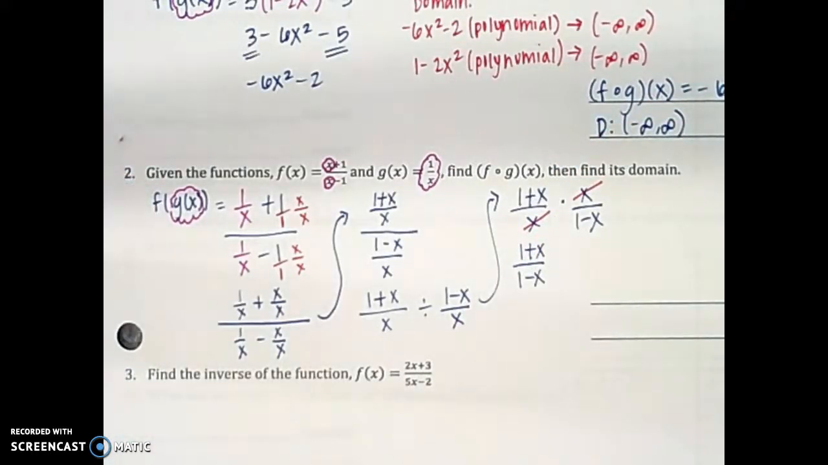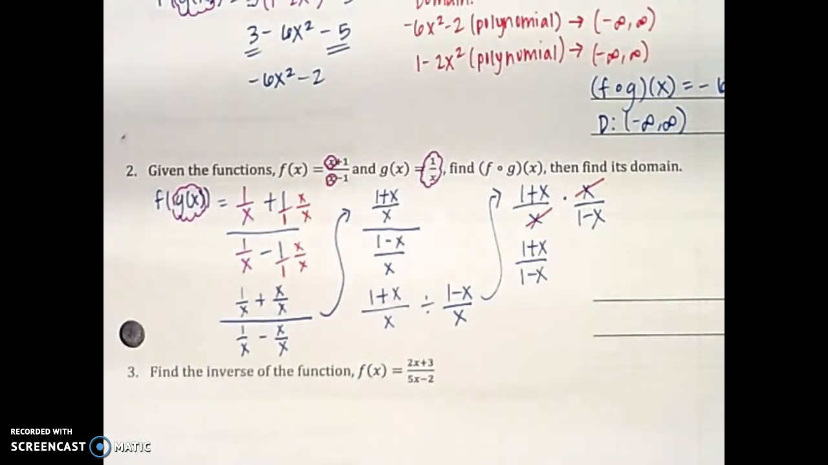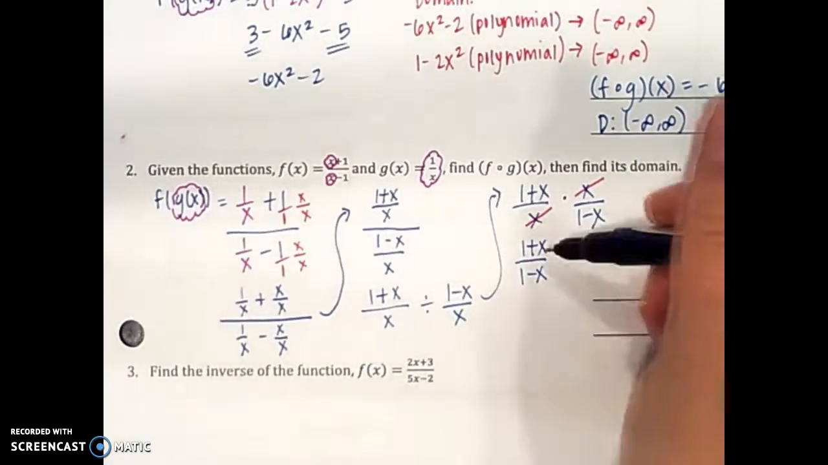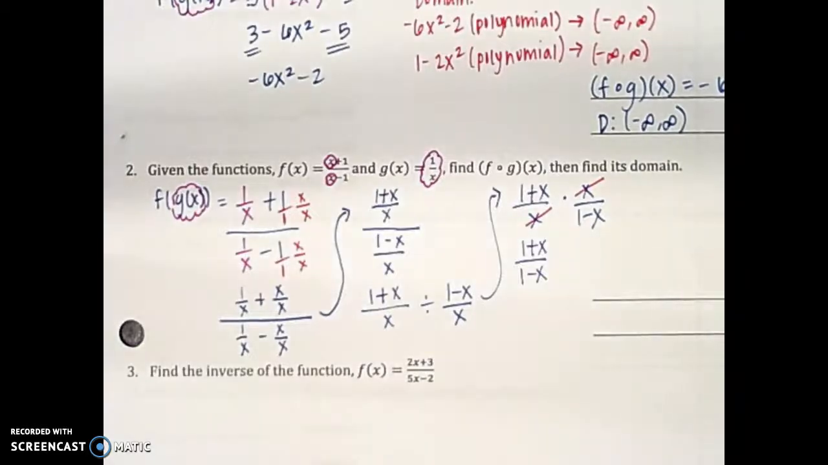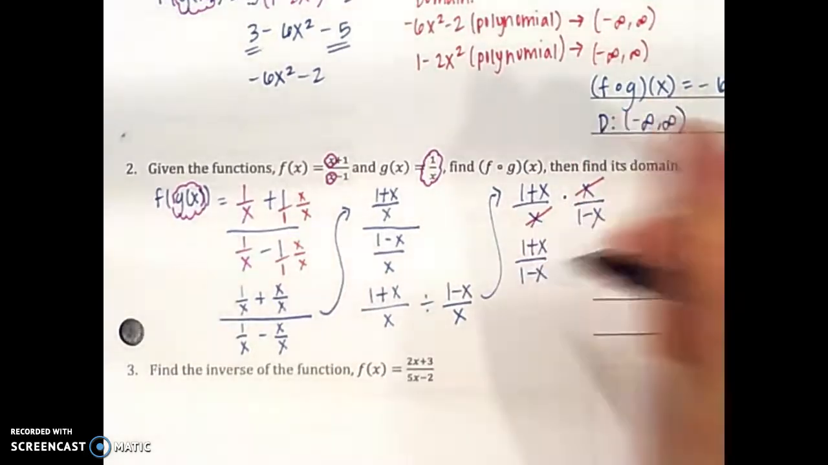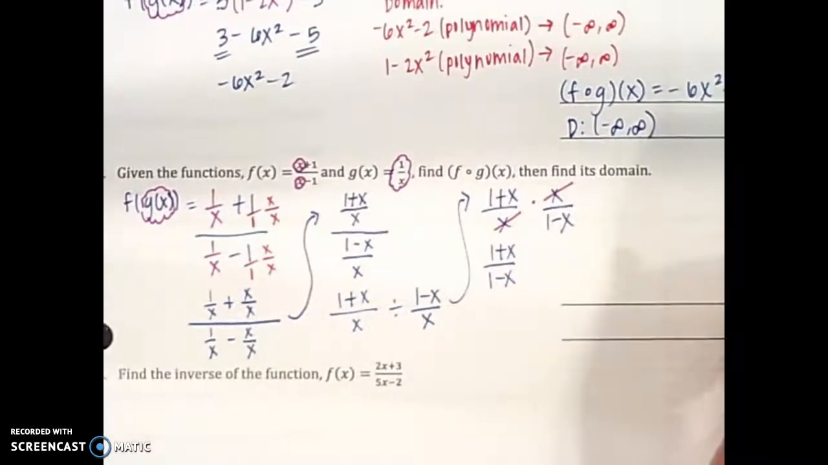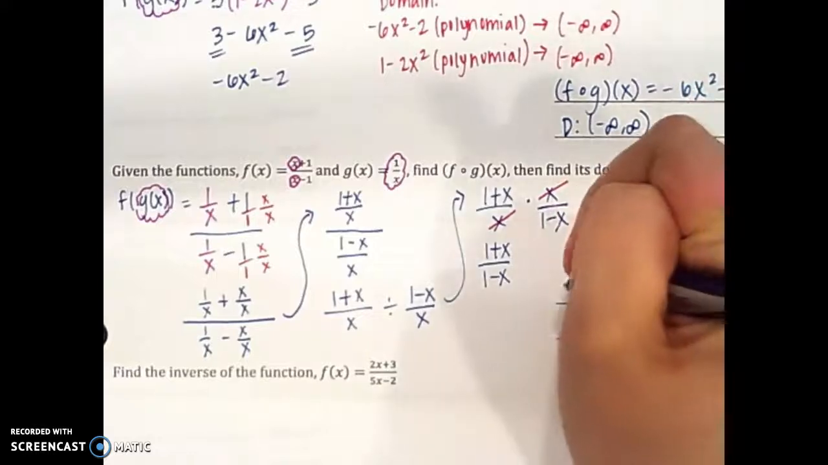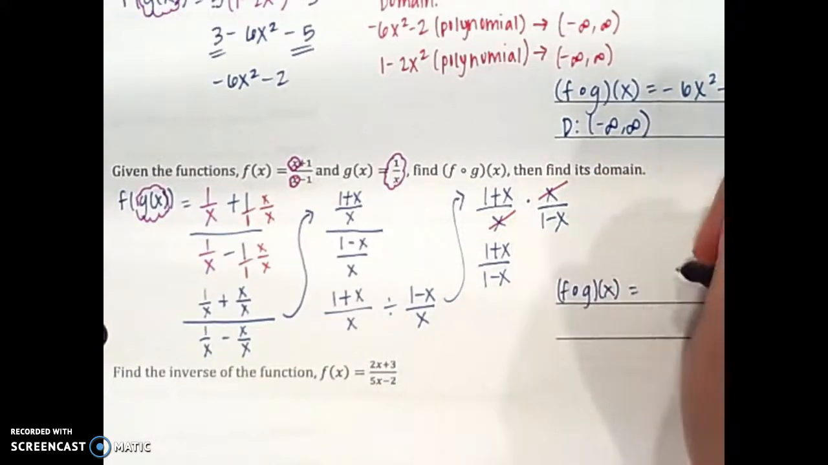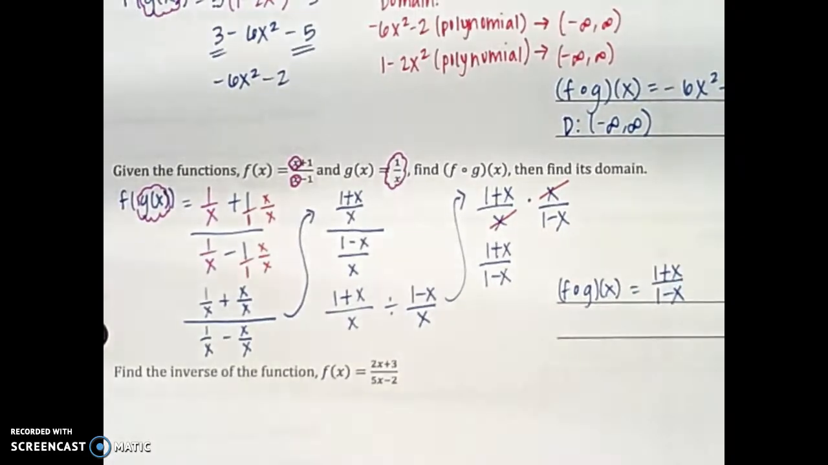Now, trick question, can these 1's cancel out? No. Can these x's cancel out? No. Right? There's a plus in between, which means we cannot cancel them out. There's a subtraction in between, which means we cannot cancel it out. So that means that this is my answer. f of g of x is equal to 1 plus x over 1 minus x.